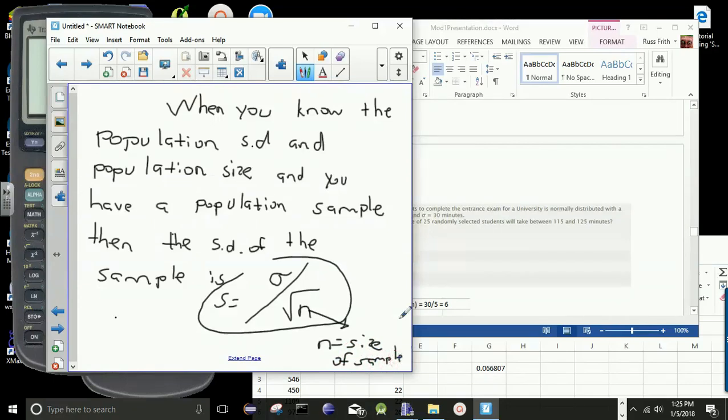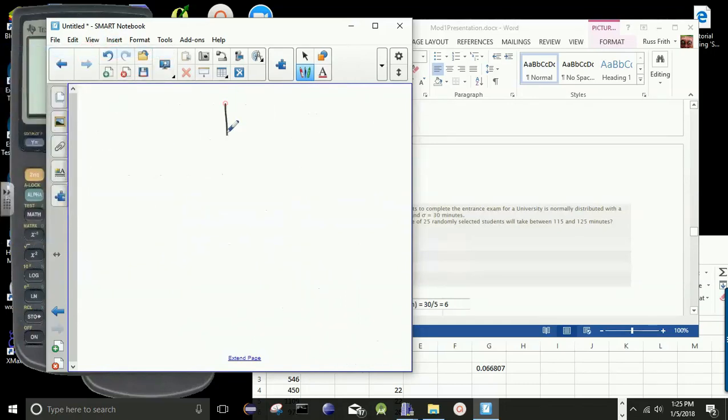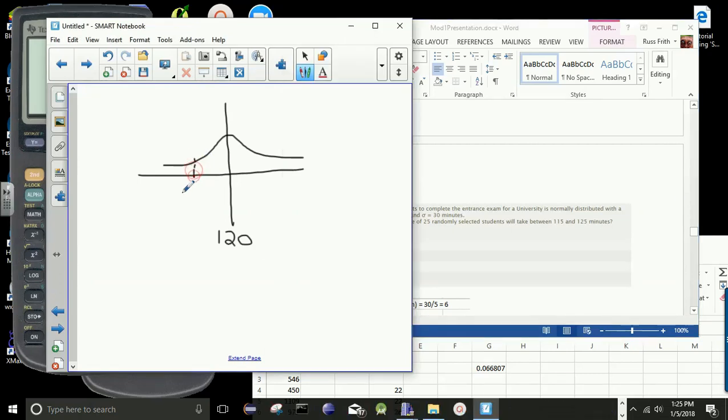Okay, so the way you would deal with this is the way the problem sets up is like this. So let me insert a blank page. Okay, so you have 25 students now. The mean is 120. And you want to know what is the probability that the average of students is between 115 and 125. So 115 is here, and 125 is here. For this sample, you want to find this area.